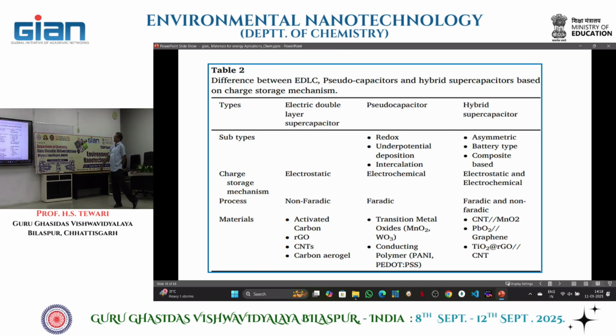So this is the difference in mechanism, what I have told you, how these charges are stored. If you take charge storage mechanism, here it is electrostatic, meaning charges are attracted because of their opposite nature of charge. Then this double layer, EDLC, is non-Faradic, and materials used for this electrode are activated carbon, graphene, reduced graphene, CNT, and carbon aerogels. Then in case of pseudocapacitor, we have reactions like redox reaction, underpotential deposition, intercalation. That charge storage mechanism is electrochemical. Then this is Faradic, and these are the materials used as electrode: transition metal oxides, especially MnO2, WO3. Then conducting polymers are also used as electrodes. In case of hybrid, that is a mix of both.